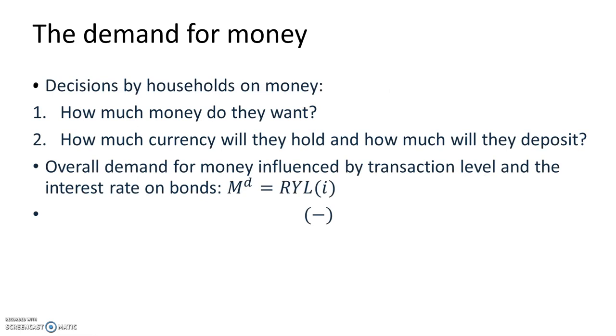The demand for money. When people hold both currency and check deposits, the demand for money involves two decisions. Number one, how much money do they want? And number two, how much currency will they hold and how much will they deposit? So overall, the demand for money is influenced by the transaction level and the interest rates on bonds. So the overall demand is given by the same equation as before, which we said MD is equal to RYL(I), with a negative sign.